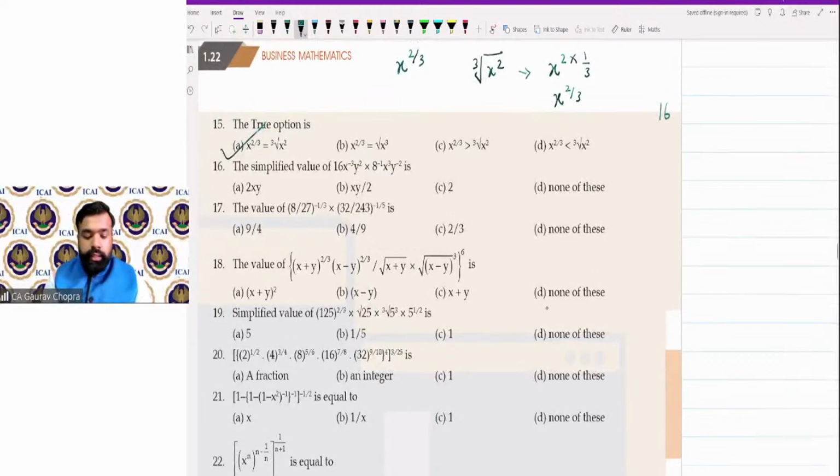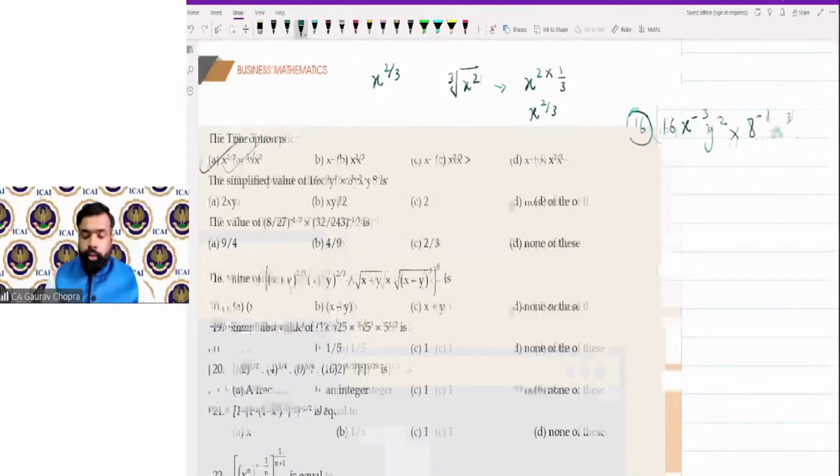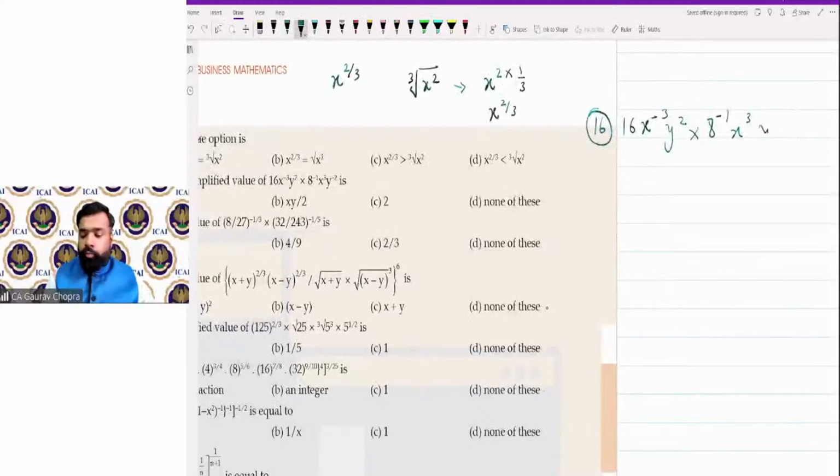So 16, then x to the power of minus 3 y square multiplied by 8 to the power of minus 1 x cube and y to the power of minus 2. We have to simplify this. So let us keep the numbers together. 16. 8 is having power minus 1. It will go in the denominator.